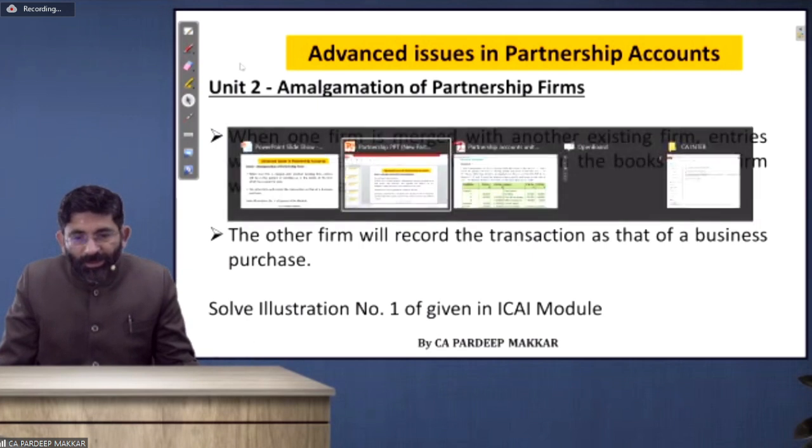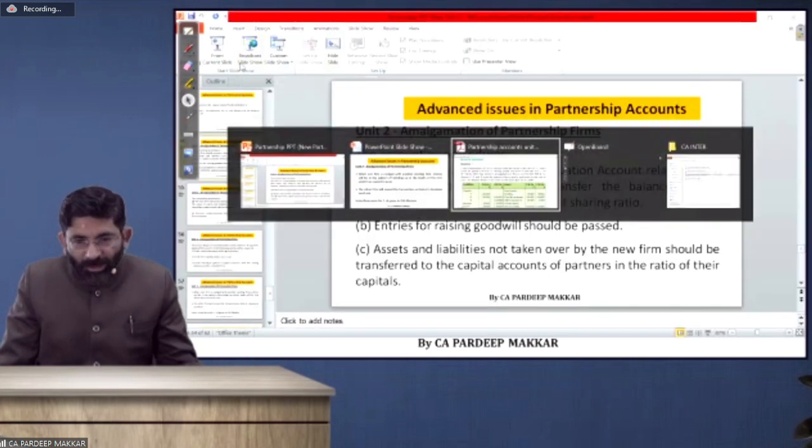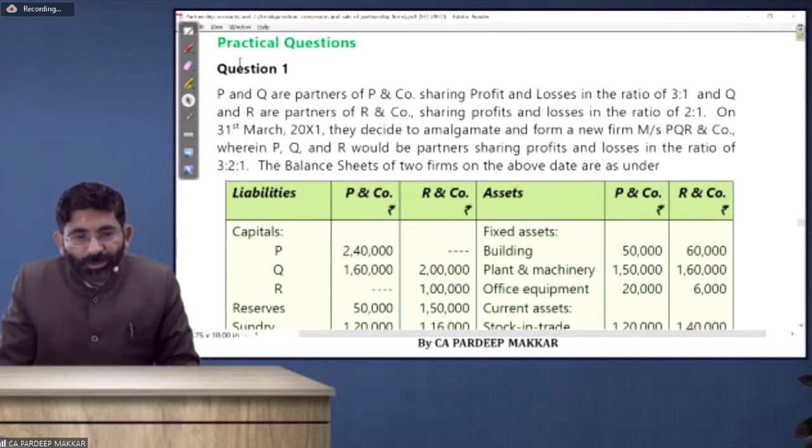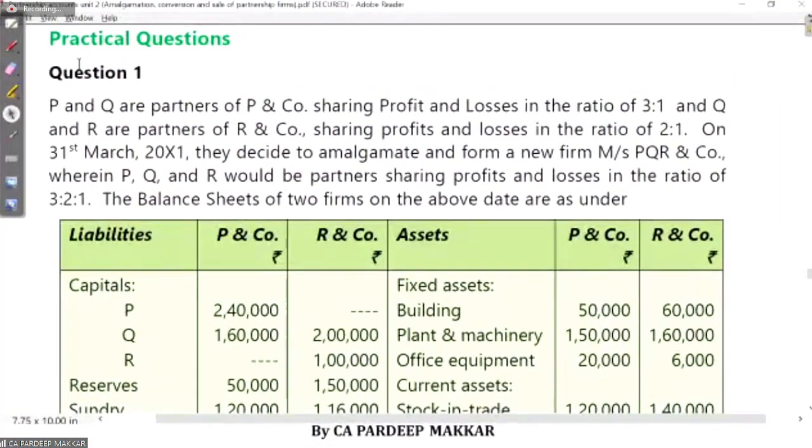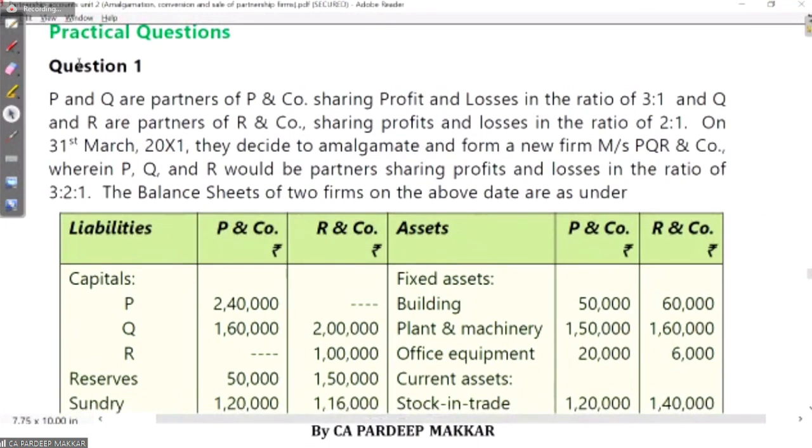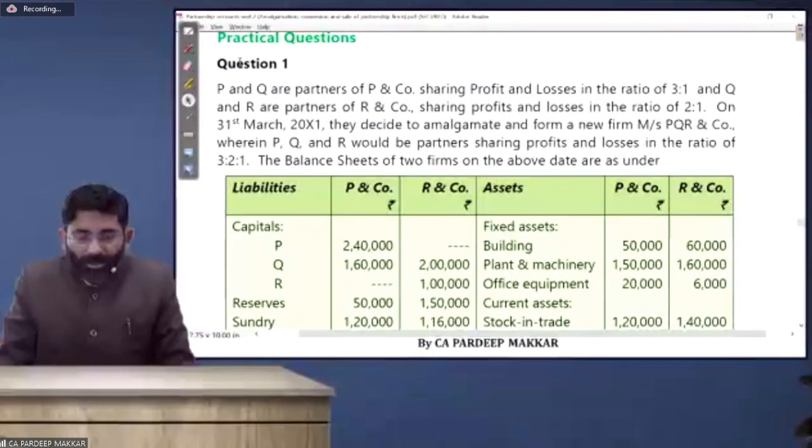Let's do that illustration. Let's do that question, question number 1. This is the question which we have already discussed in our previous lecture. Just review this question once again. Question number 1 of your ICAI module, practical questions. Have you done this question, my dear? I am not getting your yes or no. If you have done this question, because I have mentioned that you should complete this question by yourself. Is it understood? Waiting. Fast, send me the answer.